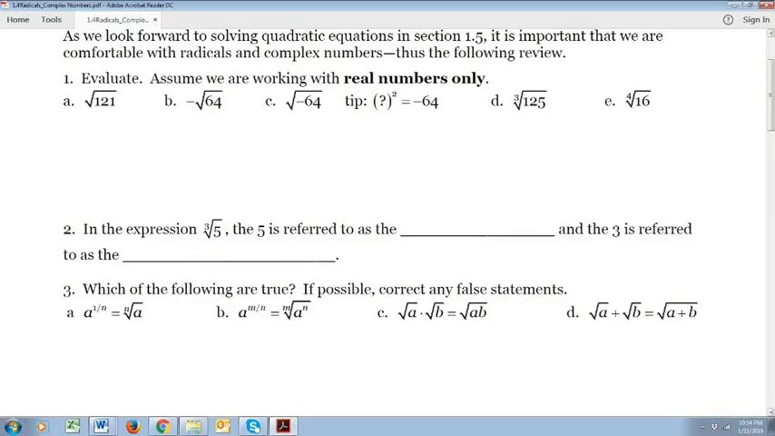In this video, I'm going to be talking to you about radical expressions. So let's go ahead and get started. It says, let's see, we're only going to be using real numbers here, so keep that in mind.